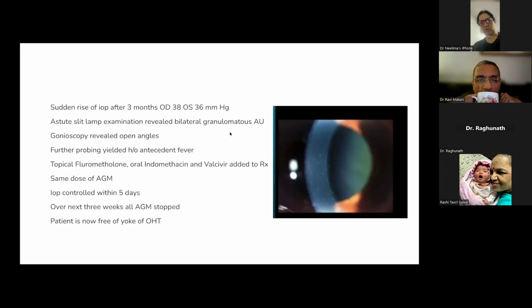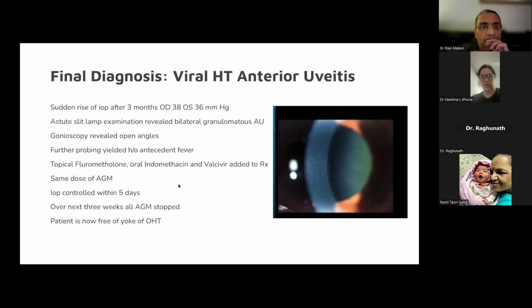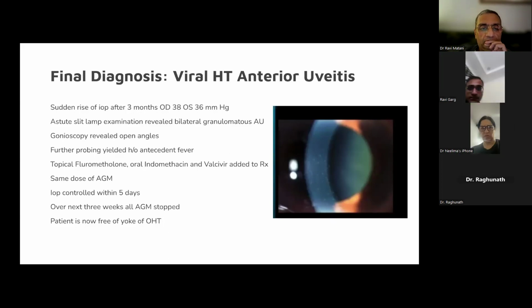So I made a working diagnosis of viral granulomatous anterior uveitis and put the patient on fluorometholone, indomethacin and valacyclovir. And the pressures came down quickly to about 12 and 13 millimeters of mercury in both eyes over the next 5 days and they stayed there. So over the next 3 weeks, I stopped all anti-glaucoma medication in both eyes, and the patient is now free of the diagnosis of ocular hypertension and the risk of glaucoma in the future.